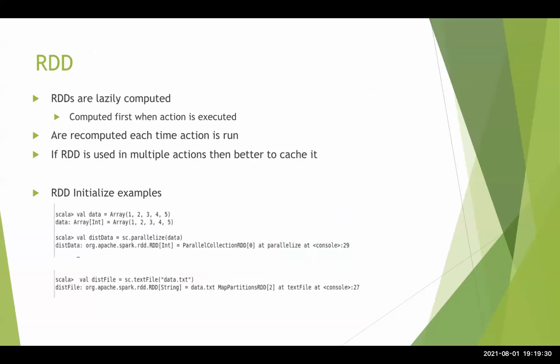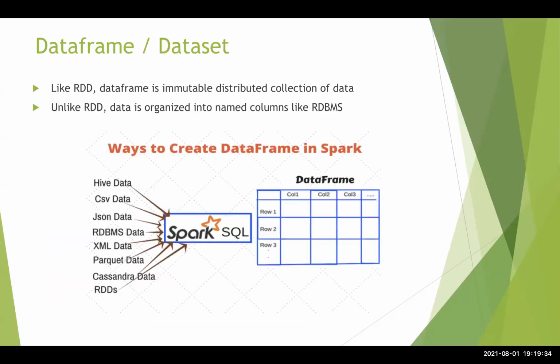Now, one thing I will explain is data frame and dataset, and we'll go into details later. Like RDD, data frame is an immutable distributed collection of data. But unlike RDD, data is organized into named columns like an RDBMS. So your column 1, column 2, column 3, each row has these columns, right?